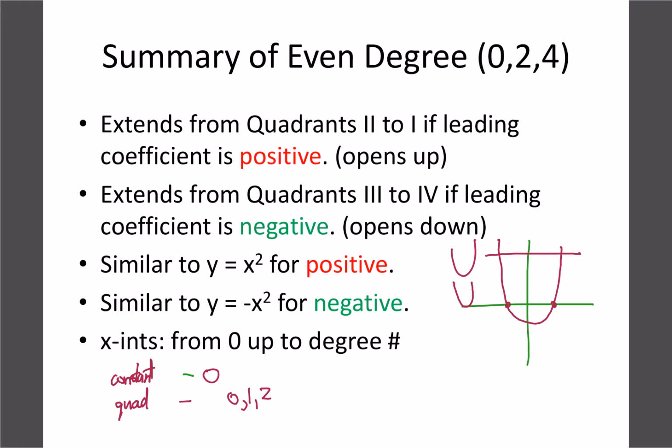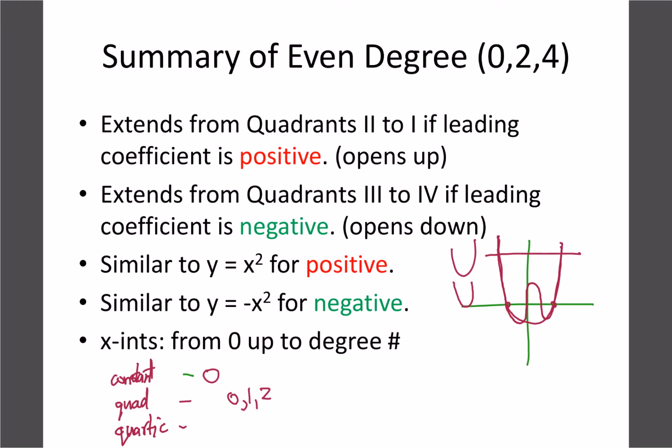And our last one is our quartic, which is degree 4. So it's going to be sort of the same thing, but this is our W shape. So if it's degree 4, it would look like our quadratic, but it'll have an extra bend in it.